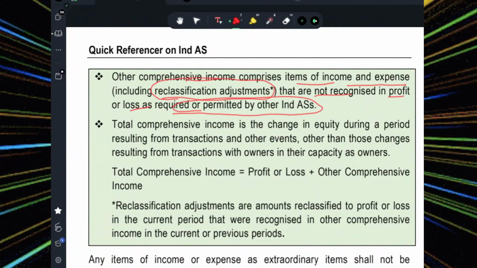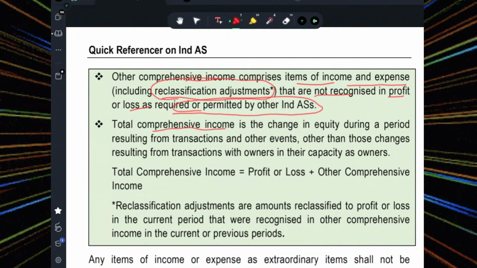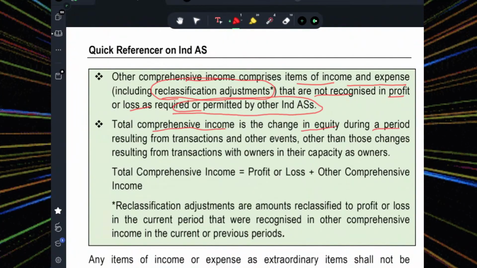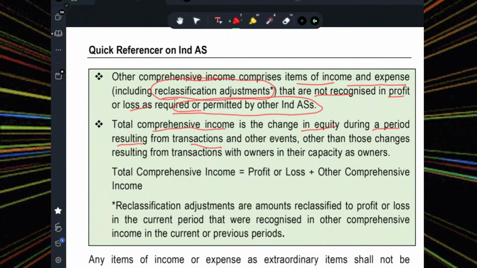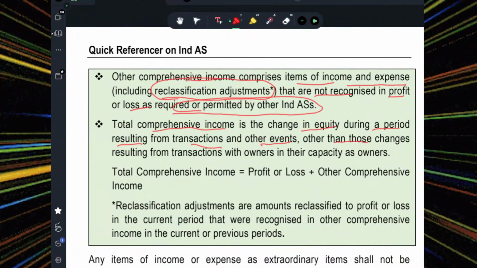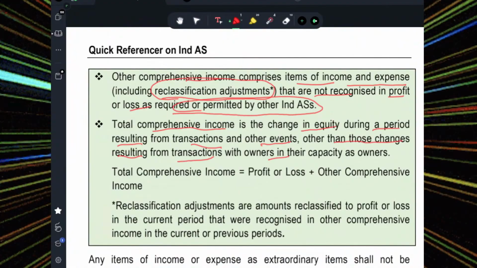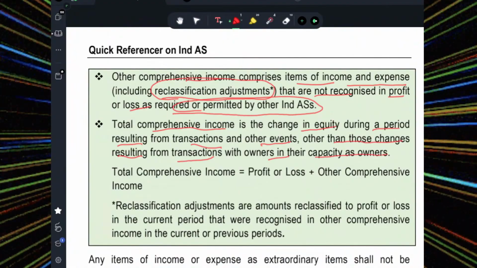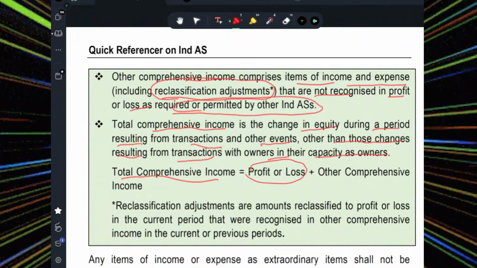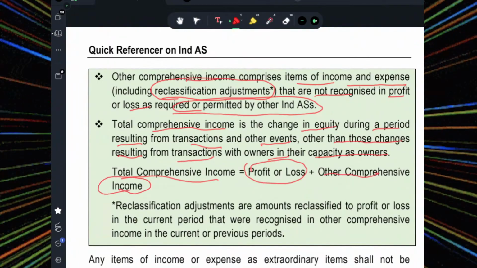It is something different. Total comprehensive income is the change in equity during the period resulting from transactions and other events, other than those changes resulting from transactions with owners in their capacity as owners. Total comprehensive income is equal to profit and loss plus other comprehensive income.